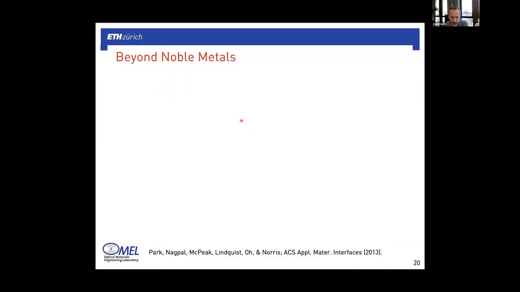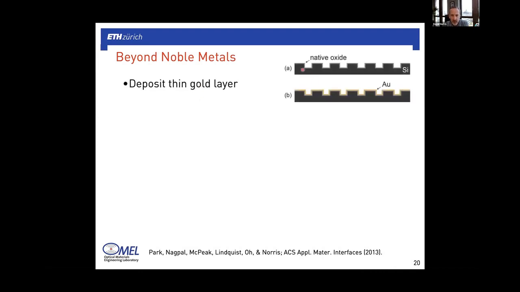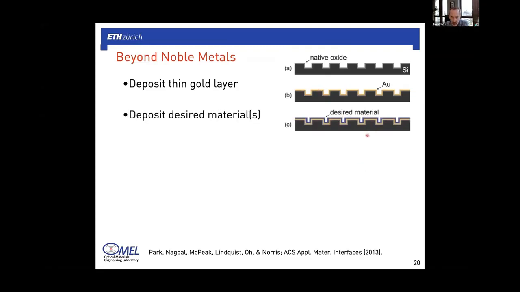Now, beyond noble metals, template stripping tends to be useful for lots of things, and we've made a little bit of a cottage industry out of it. You can start with your silicon wafer that's patterned, and instead of depositing just the metal you want, you can put a very thin layer of gold down, and then put any desired material you want, as long as it sticks to gold. And you could put different layers of materials as long as they stick together into gold.